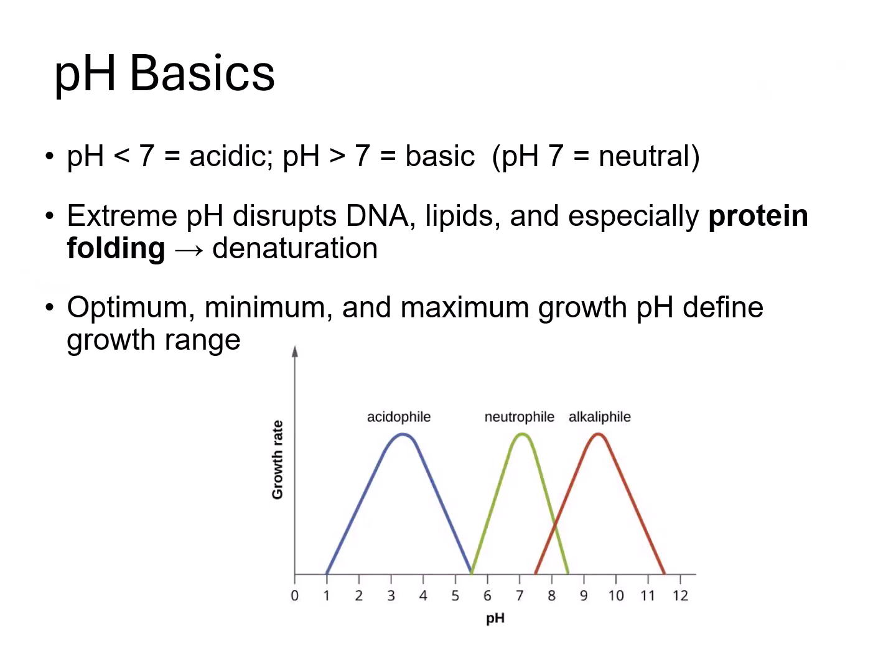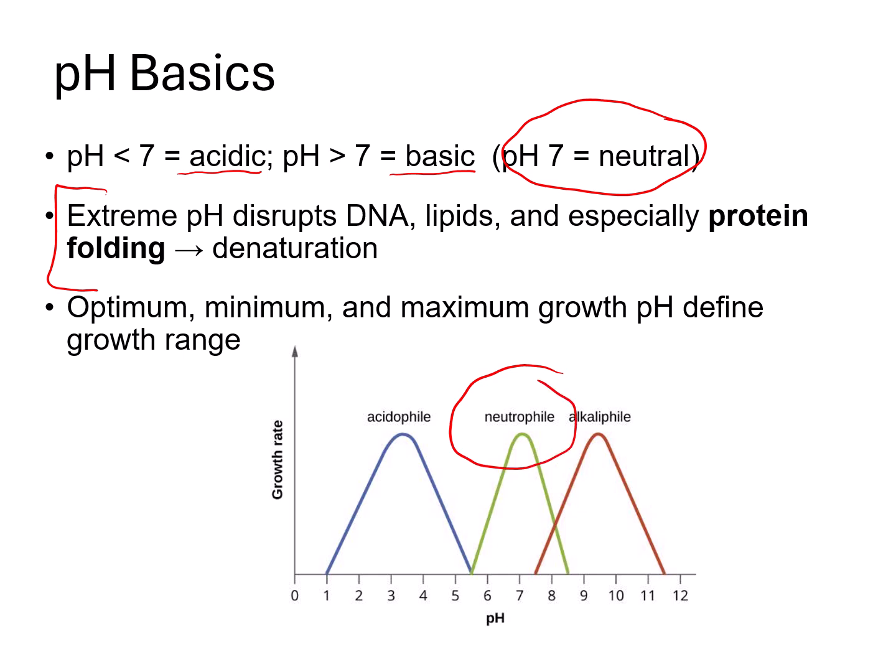Let's review pH really quickly. pH 7 is neutral, anything above that is basic, and below that is acidic. Extreme pH is bad because it can disrupt DNA, lipids, and especially proteins, leading to denaturation of proteins. Each microbe has a minimum, optimum, and maximum pH for growth. So for instance, for neutrophiles, you can see this end is the minimum pH, and this one's the maximum pH. Over here, we would have the optimum pH for max growth.